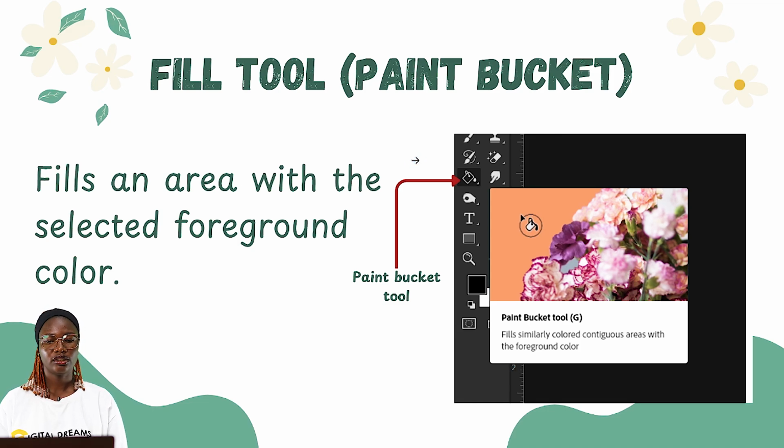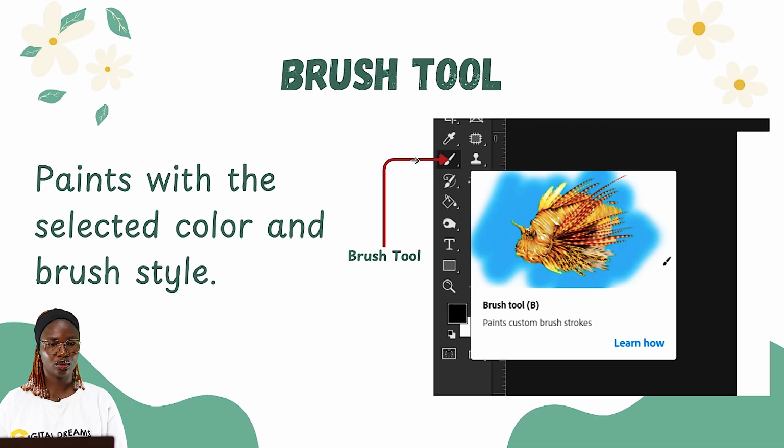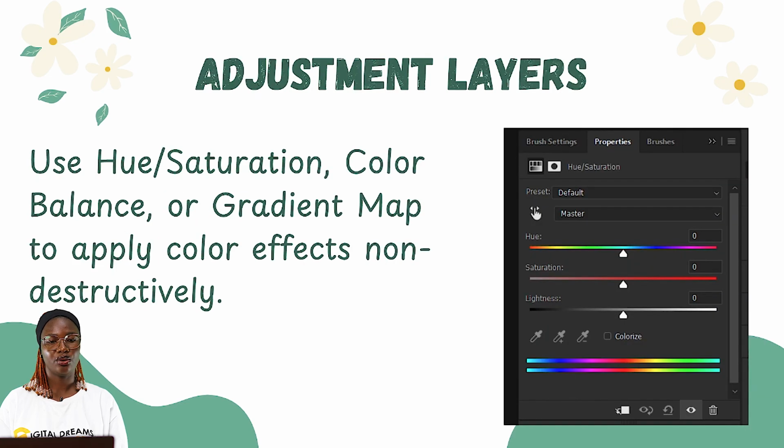So we have the brush tool, which paints with the selected color and brush style. It's kind of similar to the paint bucket tool. You first select your colors from the foreground color, then use your brush to paint where you want to paint. So we also have adjustment layers, which use hue and saturation, color balance or gradient map to apply color effects. We hardly use this particular one.